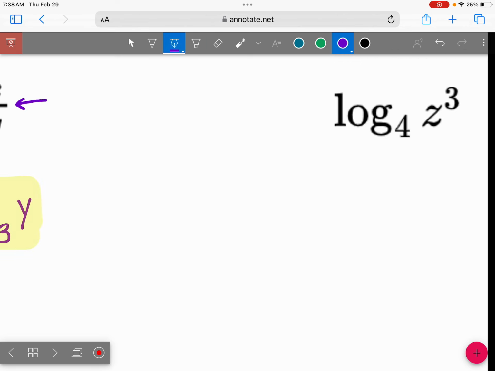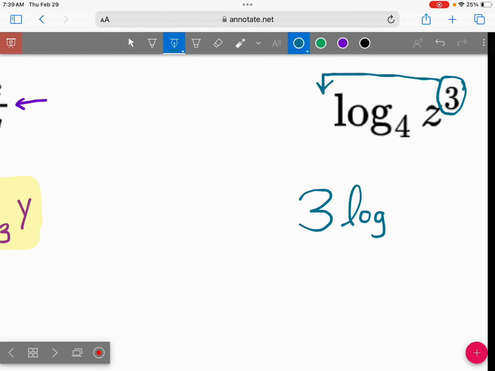On this last one on this page, I don't see any division. I don't see any multiplication. But I do see a power. This 3 is an exponent. So what we're going to do is take our power down and it becomes a multiplier out in front. So this one we're going to rewrite as 3 log base 4 of z. Since we didn't have any multiplication or division and we don't have any more powers, that's our answer.